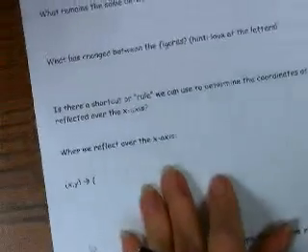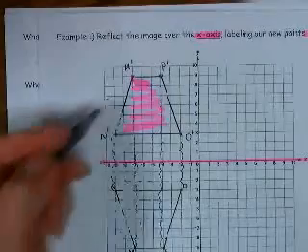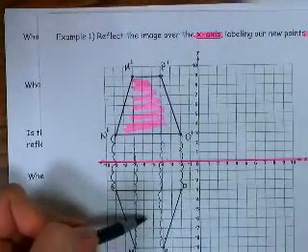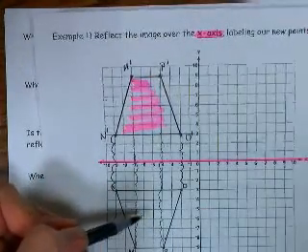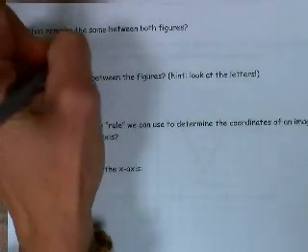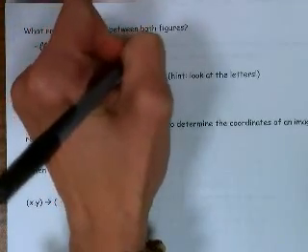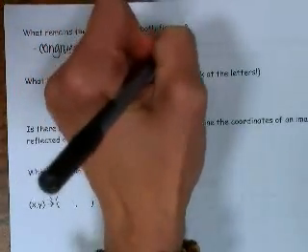So let's look at this a little bit more in depth. I'm going to put this off to the side, and let's take a look at what remains the same between both of the figures. Looking at this, it definitely looks like they're the same shape and same size, so that means they're congruent. Same shape and size.